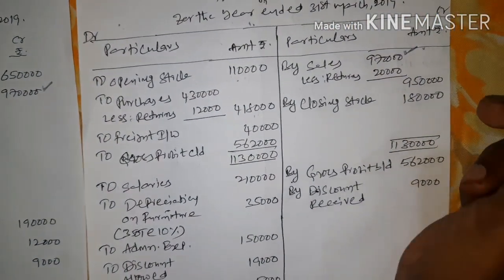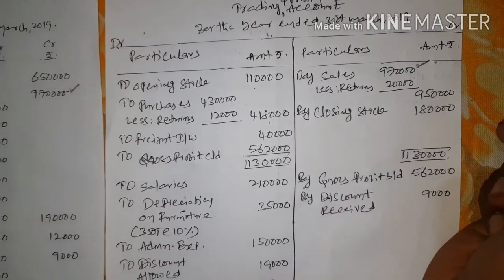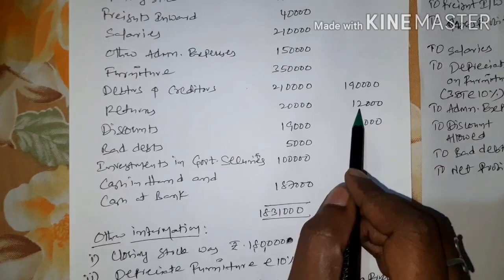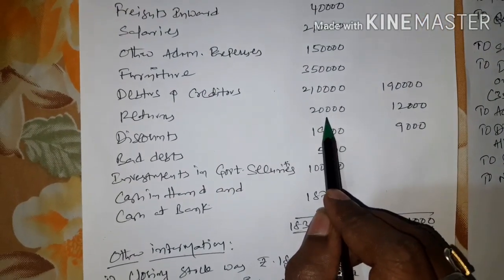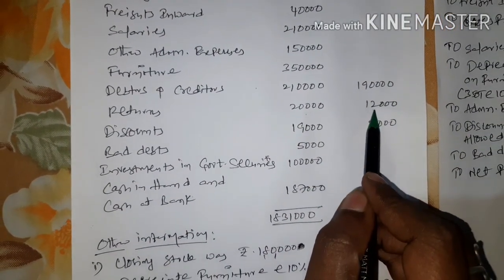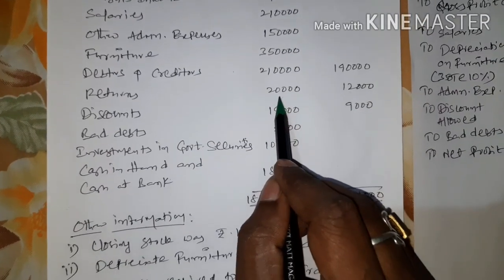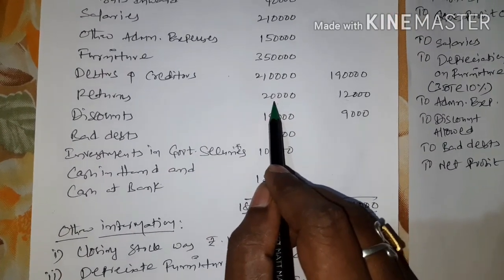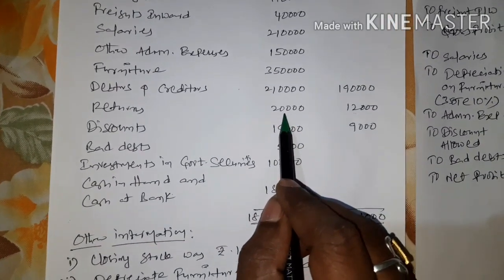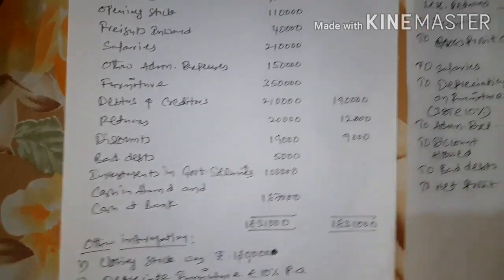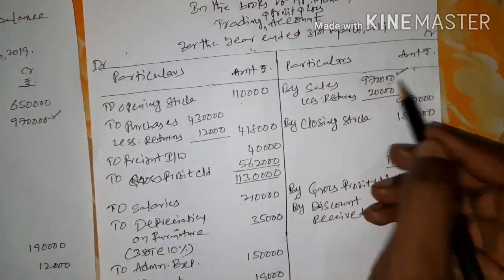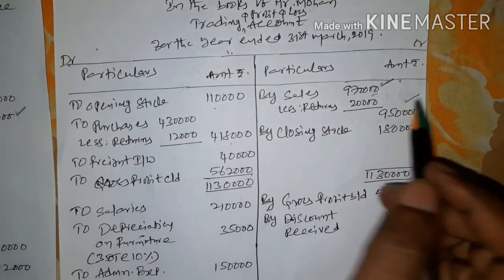9,70,000. Friends, immediately we have to see whether we have any returns. So returns we have: debit side rupees 20,000, credit side 12,000. Debit side returns are the sales returns, credit side returns are purchase returns. So on the debit side we have 20,000 sales returns. Such sales returns are deducted from the sales to arrive at the net sales, that is 9,70,000 minus 20,000, 9,50,000.